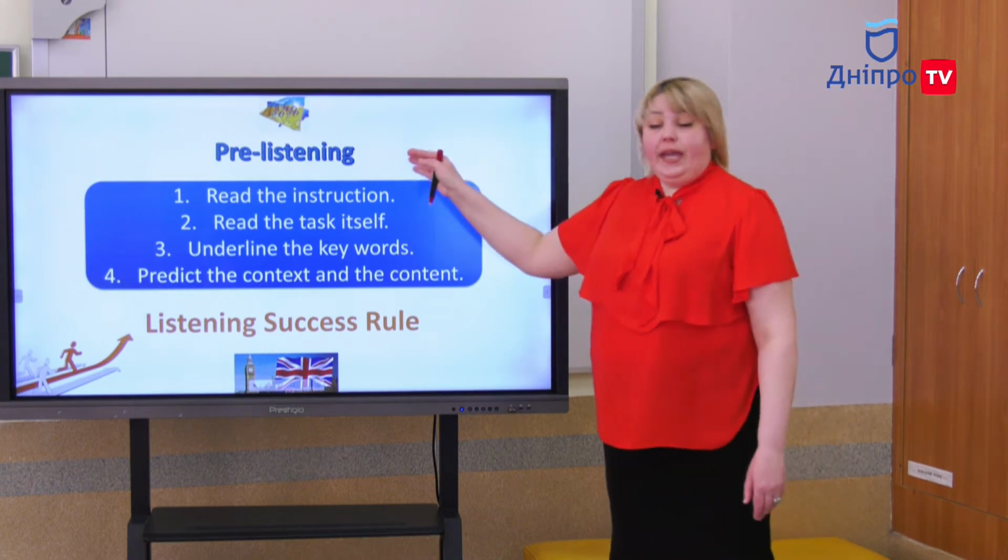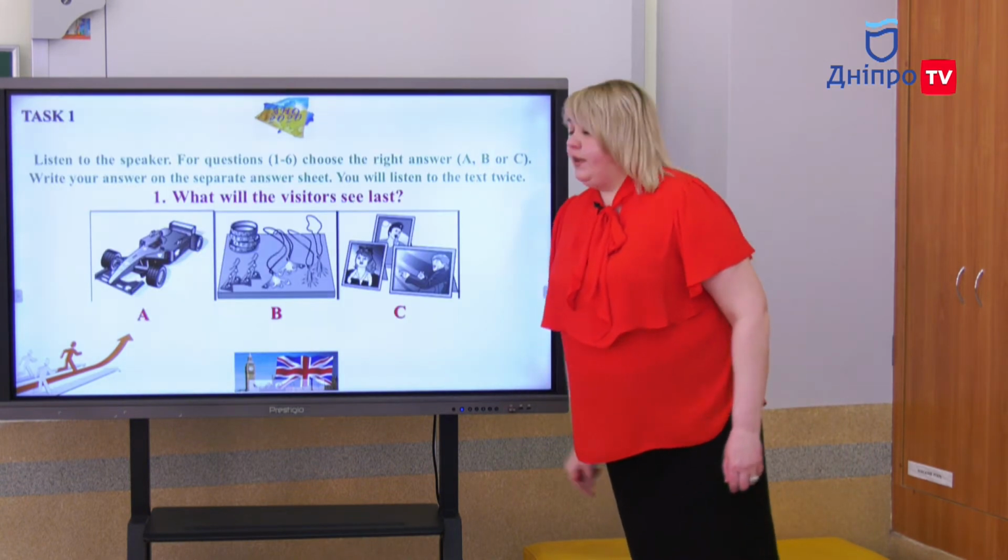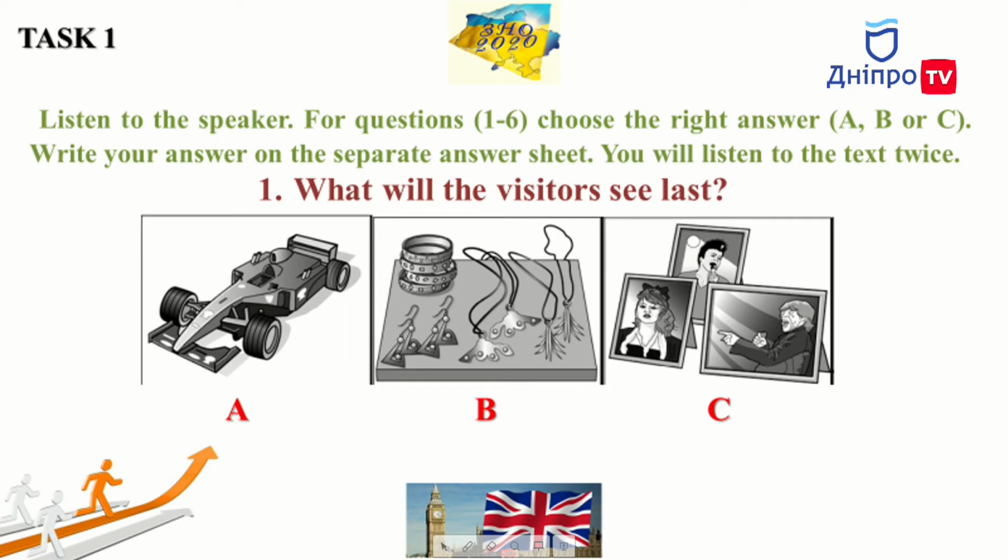So, the first stage is read the instruction. The instruction is listen to the speaker for question 1 to 6, choose the correct answer. So that is a multiple choice question. And also read the question itself. And rule number 3 is find out the keywords. Let's find out where the keyword is. What will the visitors see last? The keywords are see last.